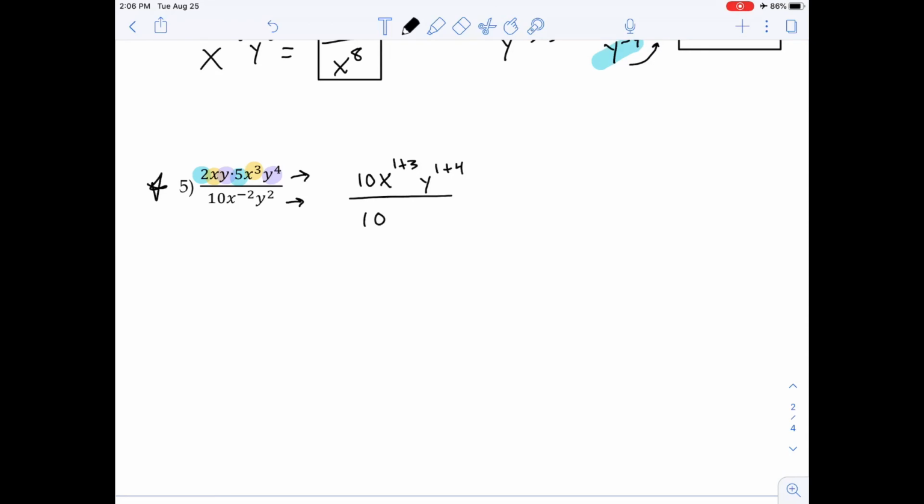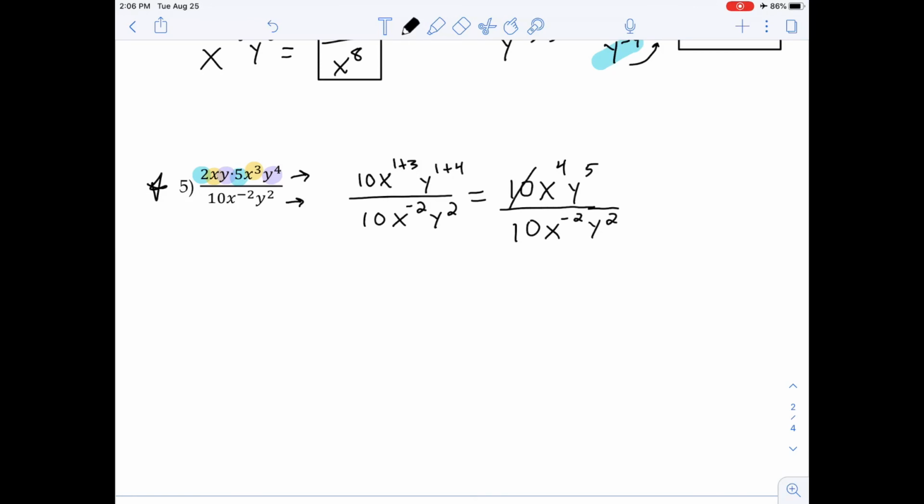There's nothing I can really do to the bottom right here in terms of keeping it in the denominator. Yes, the x to the negative 2 I can flip up top, but I don't want to do that yet. There's nothing in the bottom that I can do that's going to keep it still in the bottom. So now that will give me 10 x to the 4th, y to the 5th over 10x to the negative 2y squared.